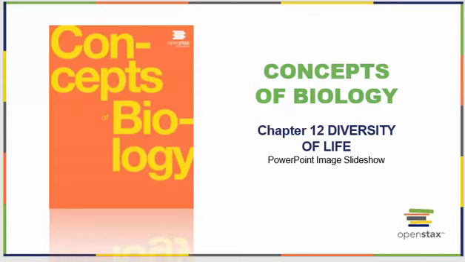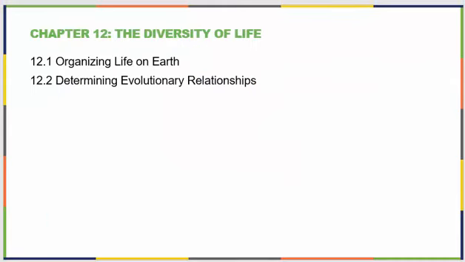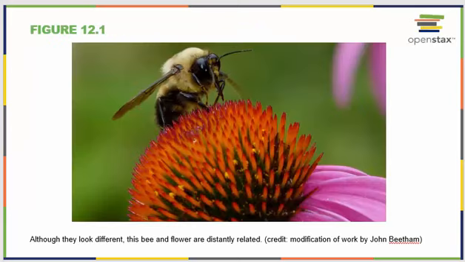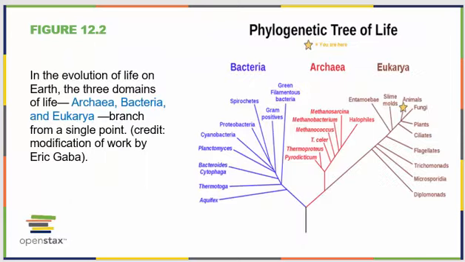Chapter 12 covers the diversity of life. This chapter only has two sections, 12.1, Organizing Life on Earth, and the second covers how we determine evolutionary relationships. Although these two organisms obviously look very, very different from one another, they're actually distantly related. All life on Earth evolved from a single common ancestor.